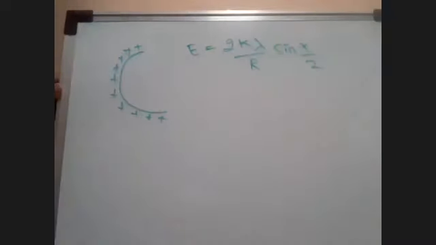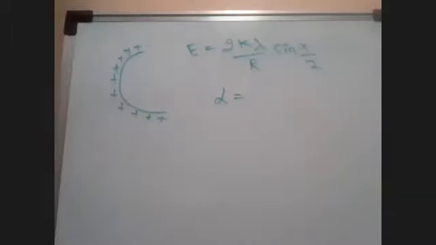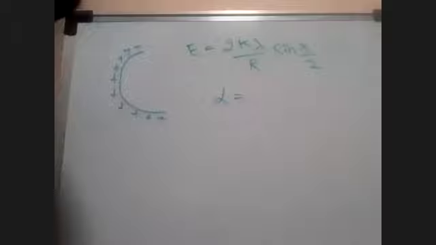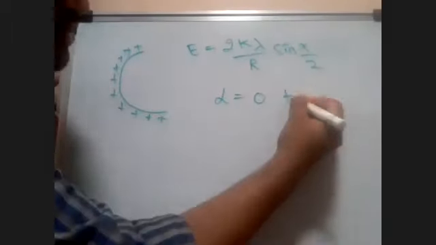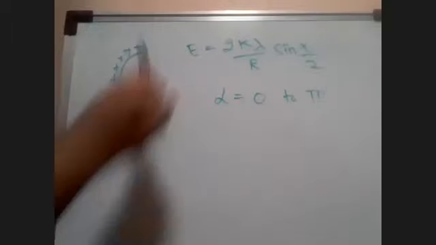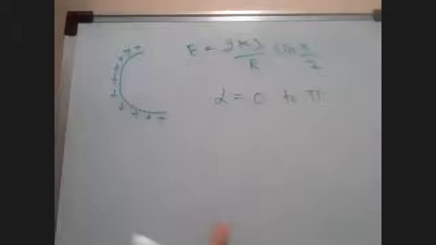Here, what is alpha? Pi by 2? Are you sure? Oh, alpha is 180 degrees. Alpha is 0 to pi, no? It's not pi by 2. The angle subtended by a semicircle will be 180 degrees. Yes, sir. My mistake, so it's okay.